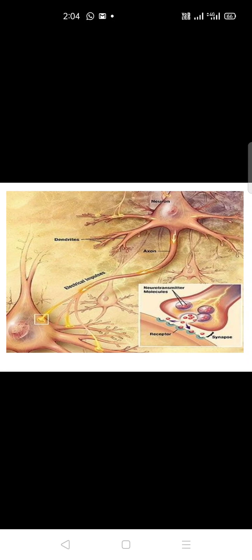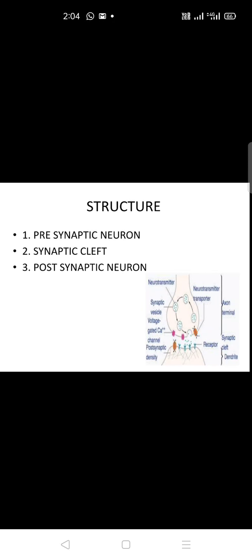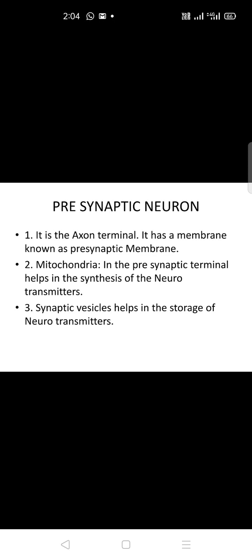Okay, are you able to follow? So this is the structure we saw that day. So the presynaptic neuron, the synaptic cleft and the postsynaptic neuron. So this is the structure of the synapse. The presynaptic neuron is the end of the axon. It has a membrane known as the presynaptic membrane. It has mitochondria in the presynaptic terminal. It helps in the synthesis of neurotransmitter.